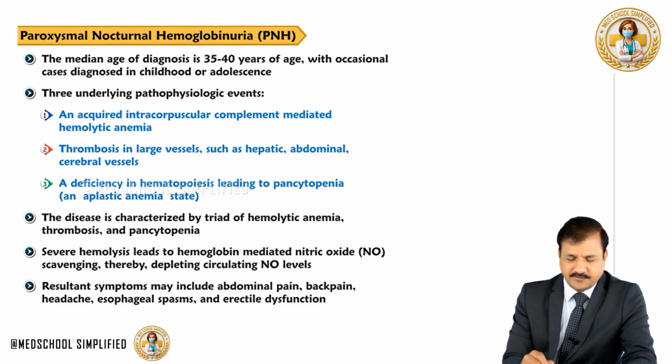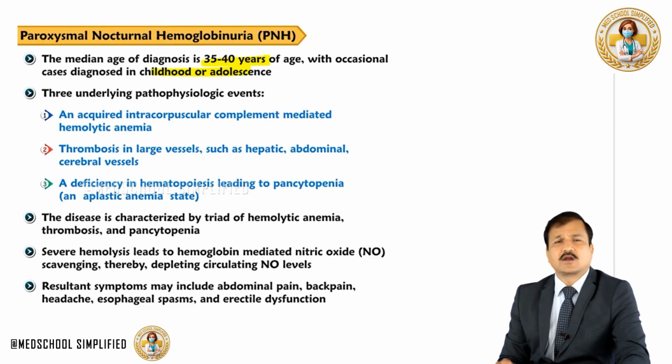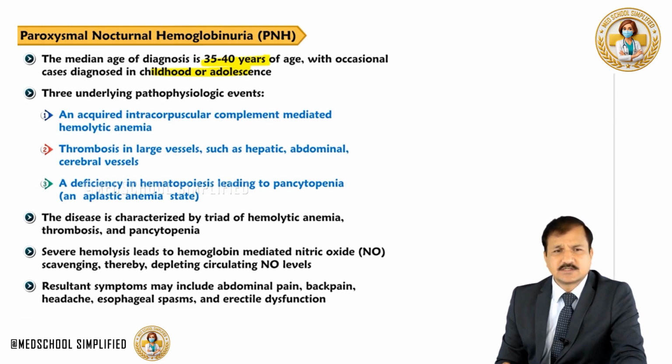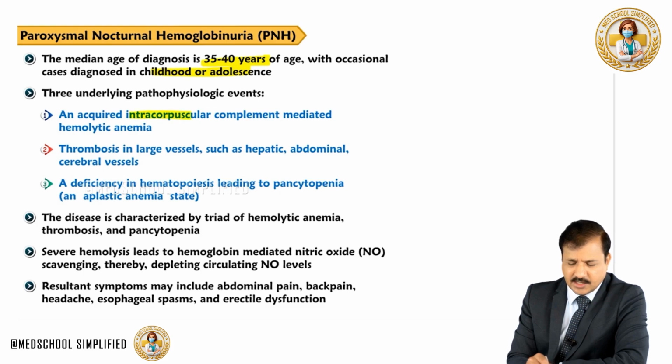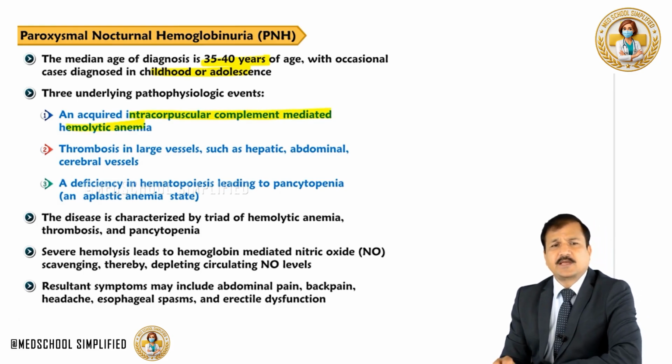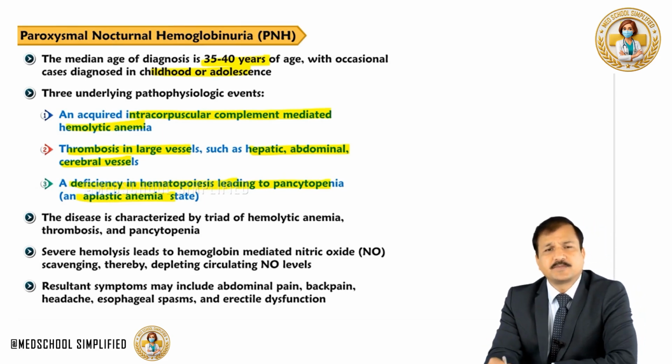Now the median age of diagnosis of PNH is 35 to 40 years of age, with occasional cases being diagnosed at an early age also, like childhood or adolescence. Three underlying pathophysiological events can happen in paroxysmal nocturnal hemoglobinuria. One is acquired intracorpuscular complement mediated hemolytic anemia. Second is thrombosis in large vessels such as hepatic, abdominal or cerebral vessels. Third is deficiency in hematopoiesis, which may lead to pancytopenia, which might put the patient at risk of an aplastic anemia state.